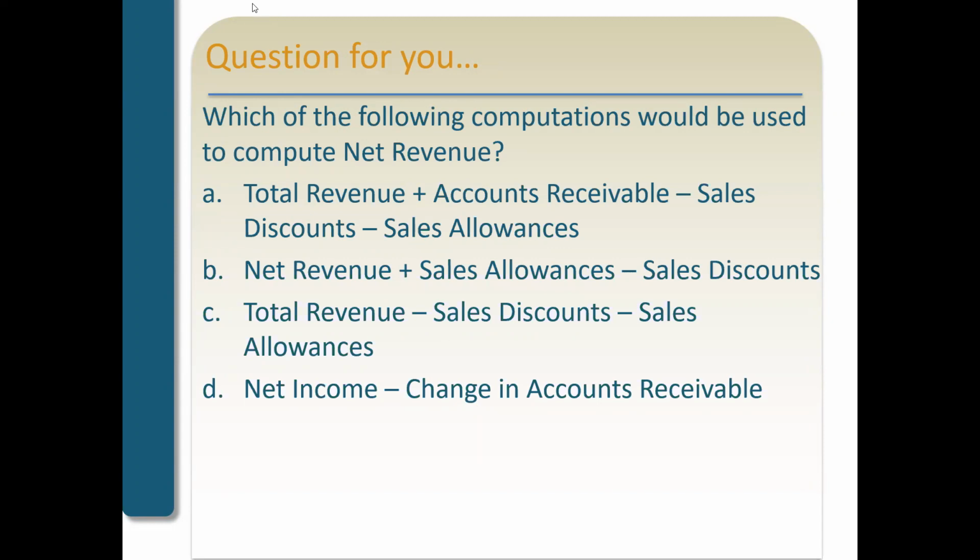Which of the following computations would be used to compute net revenue? Would it be total revenue plus accounts receivable minus sales discounts minus sales allowances? Would it be net revenue plus sales allowances minus sales discounts? Would it be total revenue minus sales discounts minus sales allowances? Or would it be net income minus the changes in accounts receivable? Any ideas?